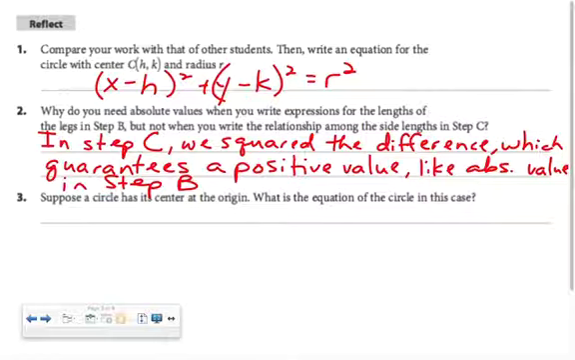Suppose the circle has its center at the origin. What would be the equation of that circle? If the center of the circle is at the origin, then your h, k is 0, 0, which means you'd have x minus 0 squared plus y minus 0 squared equals r squared. When you simplify this, x minus 0 is just x, and x squared is just x squared. So you'd have x squared plus y squared equals r squared. So that's what your equation would look like.